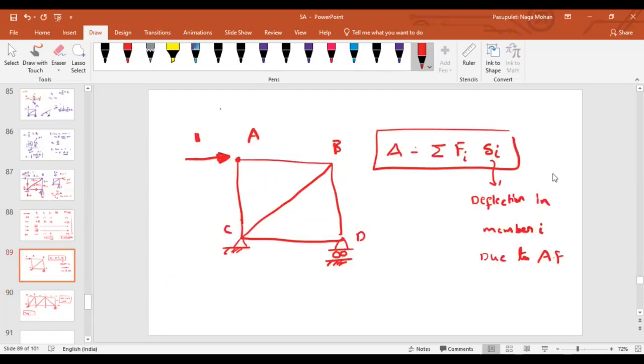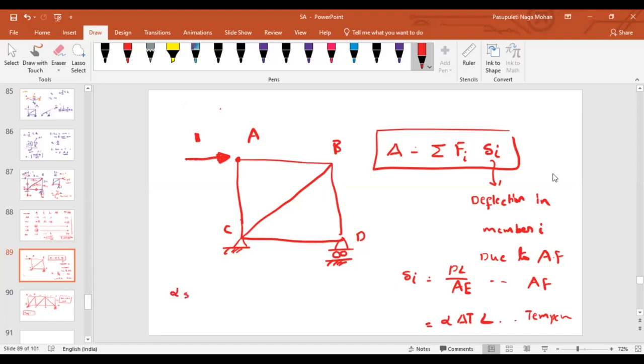What is the difference? Here delta I, if it is due to applied forces, then you have to find PL by AE. What if it is due to temperature change? Alpha delta T into L.